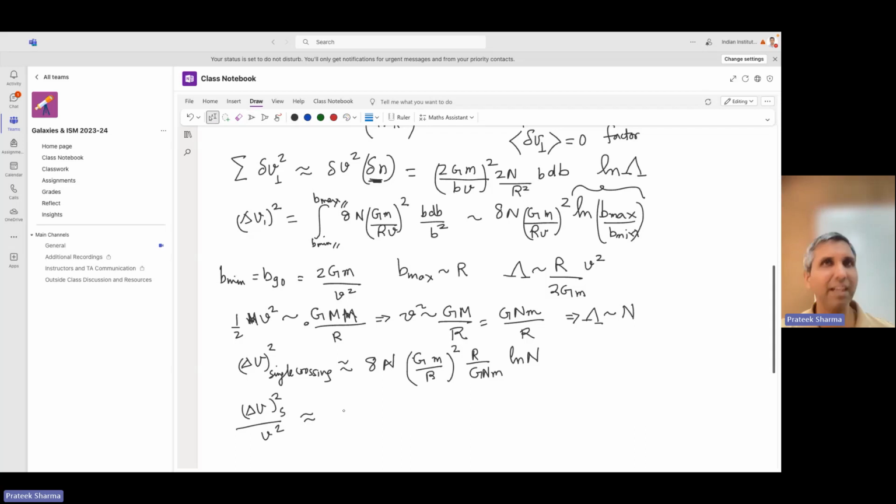So if you plug in everything, everything will cancel out, and what you will have is 8 by n. Right? Just remember, v squared is equal to this. This is the global velocity value in that gravitational system. 8 by n log n. This is a very important formula.